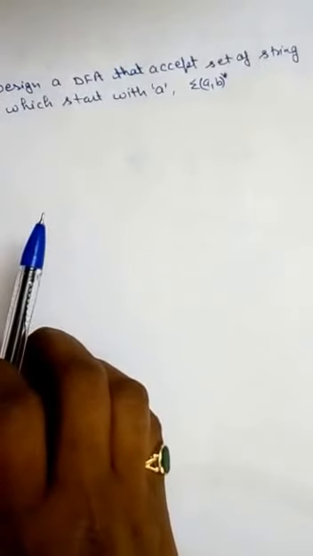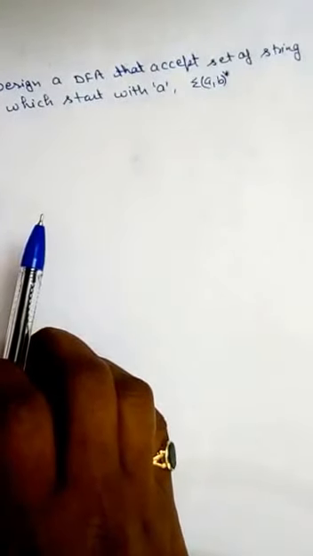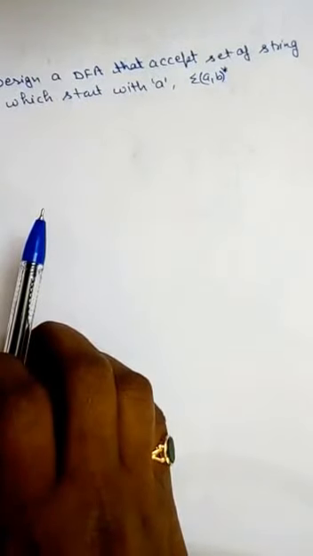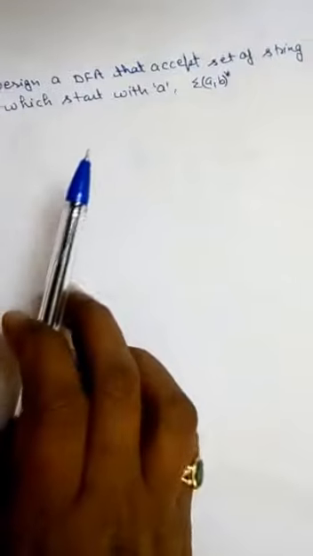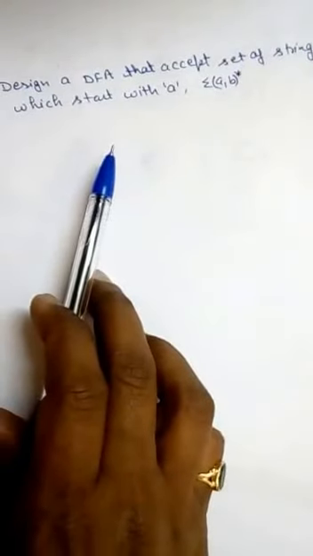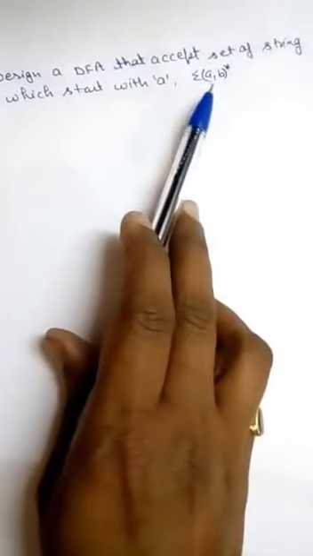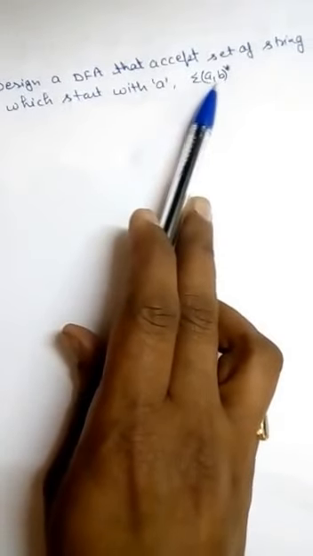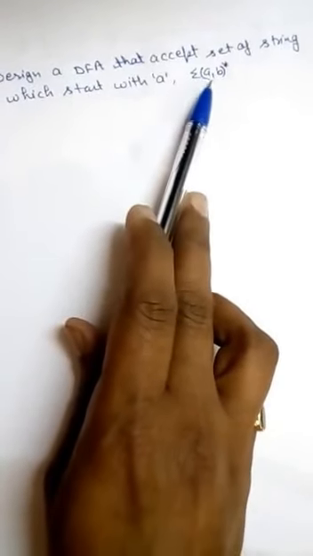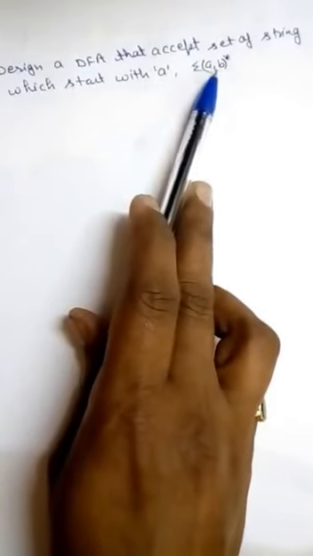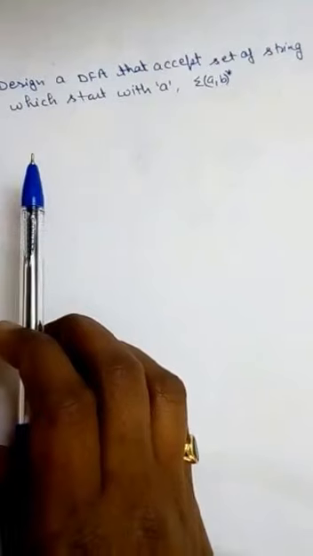Right? So when you want to design a DFA, you have to keep some points in your mind. The first point is you have to complete each and every state for every input symbol given in the statement. So here the two input symbols are A and B, so we have to complete each and every state for both input symbols A and B. This is the first point you have to keep in your mind.